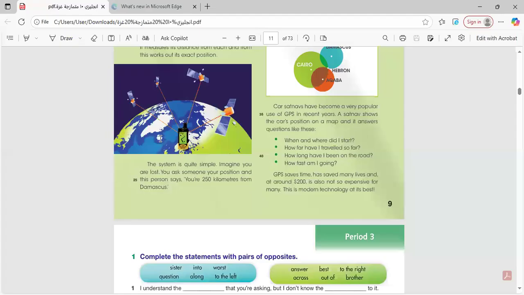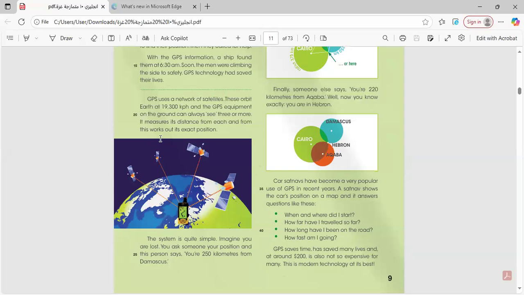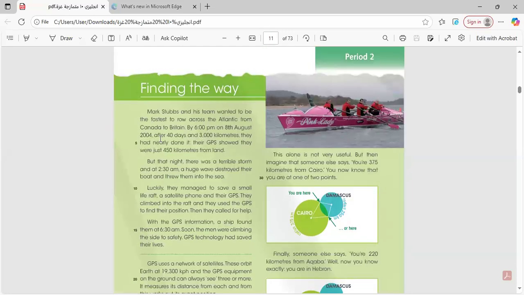Imagine you are lost. You ask someone your position, and this person says you are 250 kilometers from Damascus. This alone is not very useful. But then imagine that someone else says, you are 375 kilometers from Cairo. You now know that you are at one of 2 points.